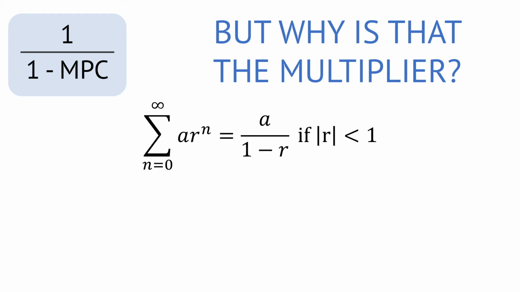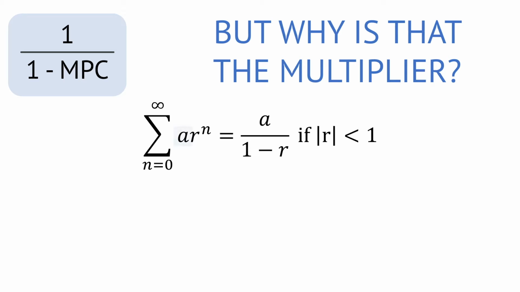When it comes to an infinite geometric series, you might see something that looks like this, because this is the exact equation proof for an infinite geometric series. But there's a lot going on here, so I want to break down what each of these pieces means, because it'll better help us understand the spending multiplier. So let's start over here on the left.